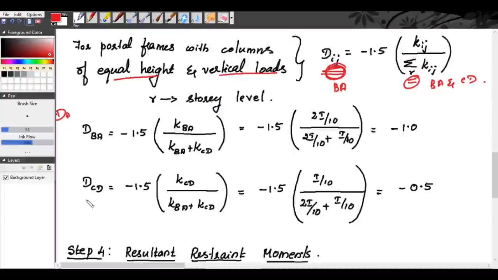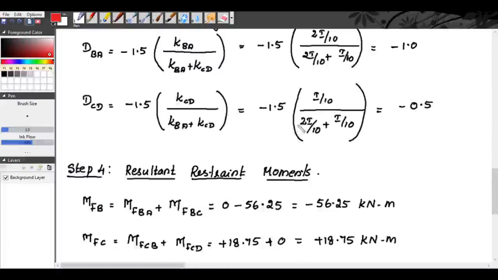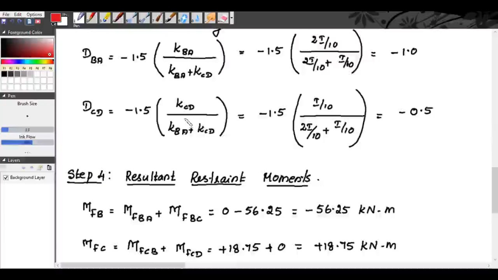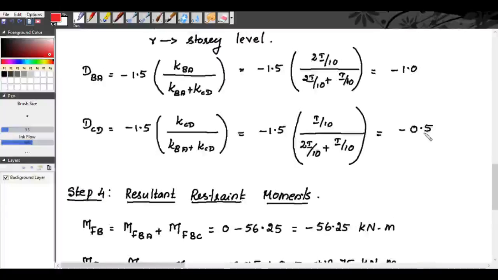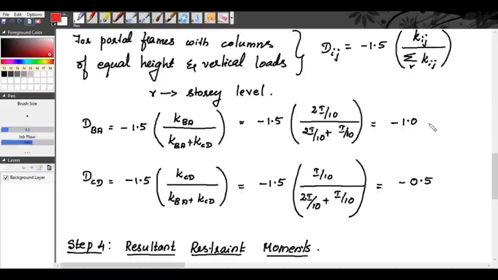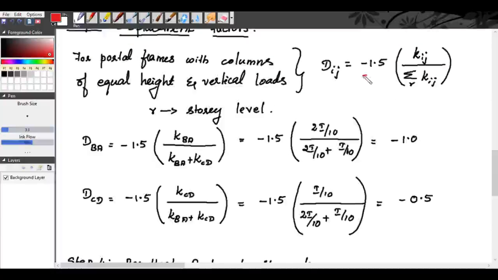Similarly, displacement factor DCD will be equal to minus 1.5 into KCD divided by KBA plus KCD. We substitute, and we see only this value is changing, right? KCD is I by 10. Remaining things are same. So we get minus 0.5. So now you can see the factor is minus 1.5. If you add these both, you will get minus 1.5.